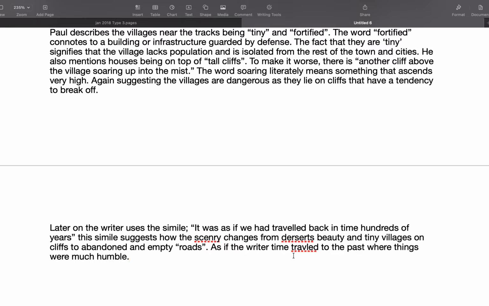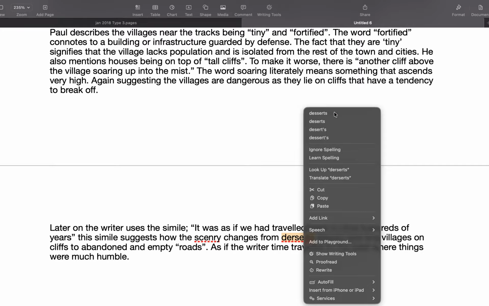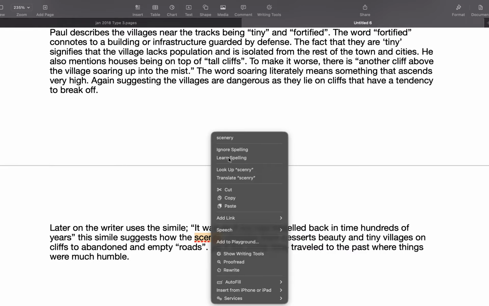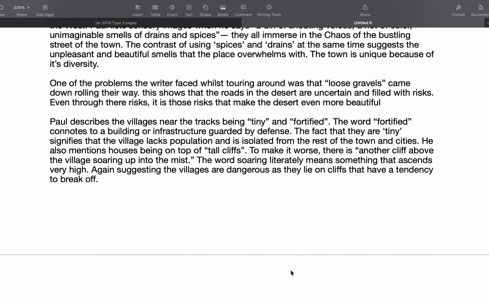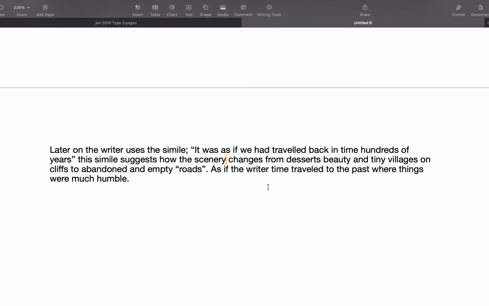The word humble means something of less stature, or at least when you say you're humble, you don't show arrogance. There isn't anything special going on. But sometimes we say humble beginnings. They started their life in a humble beginning or humble family. That means it's a family of low status. They are of the low caliber of people, right? They're not the high caliber. That's what it suggests. So, as if the writer had time traveled to the past where things were much humble.